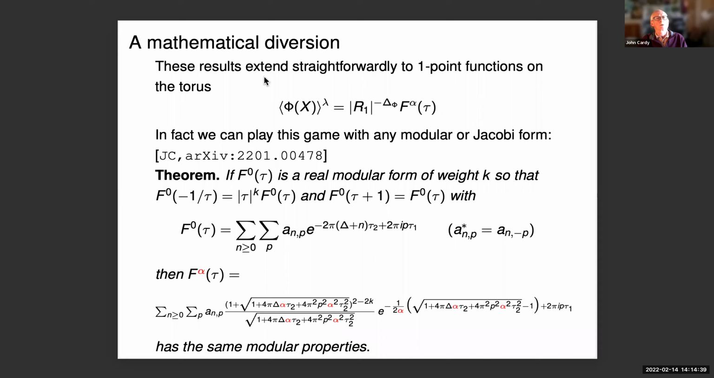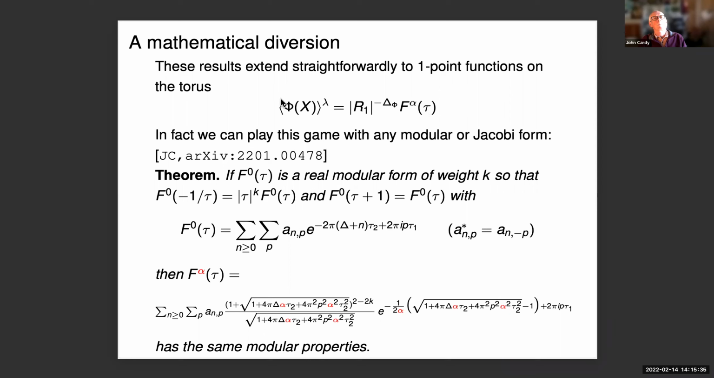Okay, so I'm moving on. Now we're going to talk about the mathematical version. I talked about the partition function on a torus, but it's easy to talk in the same way about the one-point function on the torus, where we evaluate the expectation value of a local operator phi at the point x. And of course, this has to be independent of x by translational invariance. So it has to have the scaling form of R1 to the minus the scaling dimension of the operator phi, times something which only depends on this dimensionless deformation parameter alpha, which is lambda divided by the area, and the modular parameter of the torus.